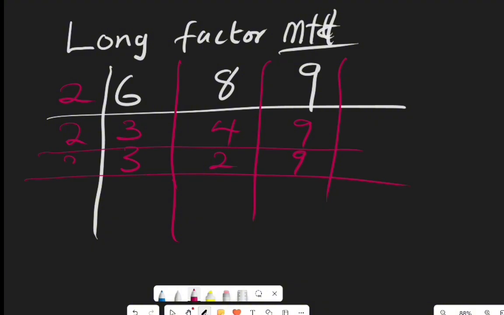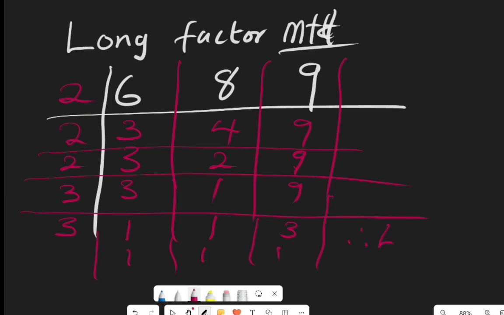The next is 2. 2 into 3 remains 3. 2 into 2 gives you 1. 2 into 9, 9. The next is 3. 3 into 3, 1. 3 into 1, 1. 3 into 9, 3. And the last one is 3. We have 1, 1, 1.